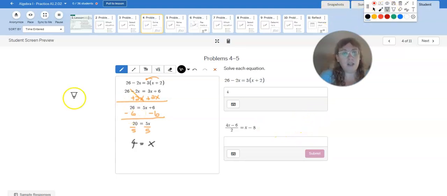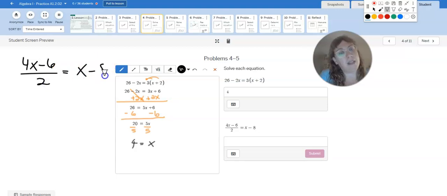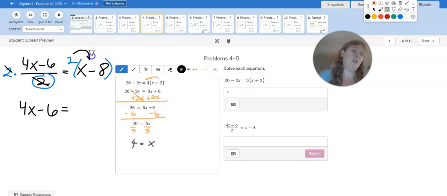For the next one, we have 4x minus 6 divided by 2 equals x minus 8. So again, I see this fraction. I kind of just want to get rid of that fraction. So I'm going to multiply both sides by 2. 2 divided by 2 cancels, and we just have 4x minus 6 equals 2 times x is 2x, and 2 times negative 8 is negative 16.